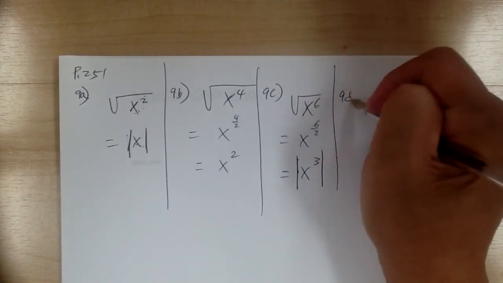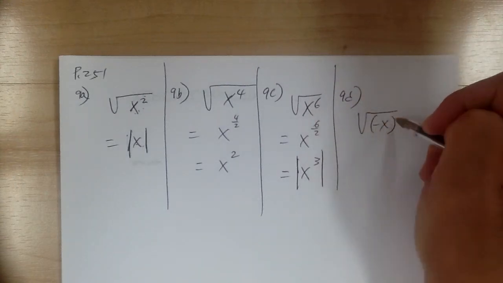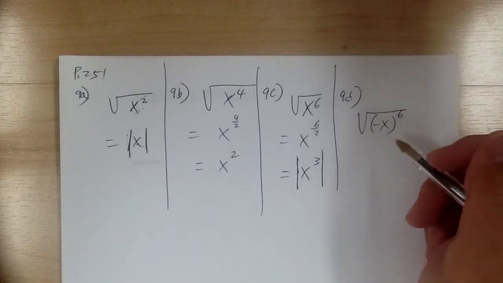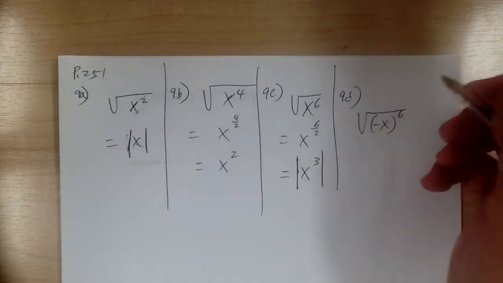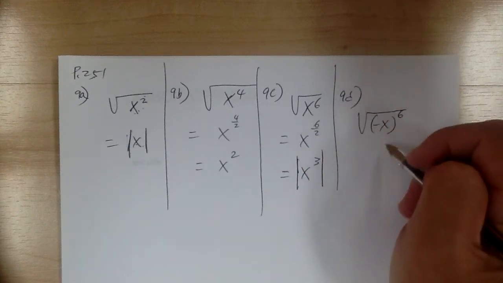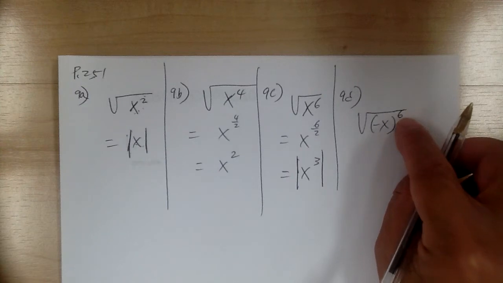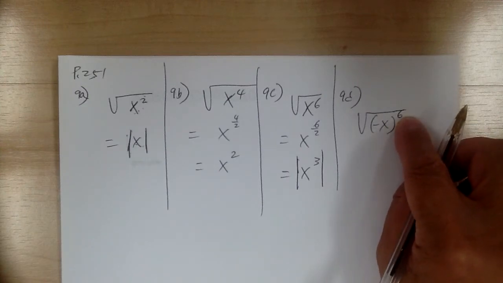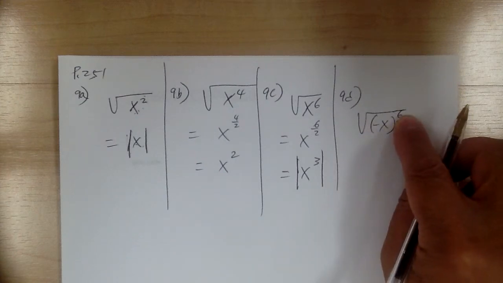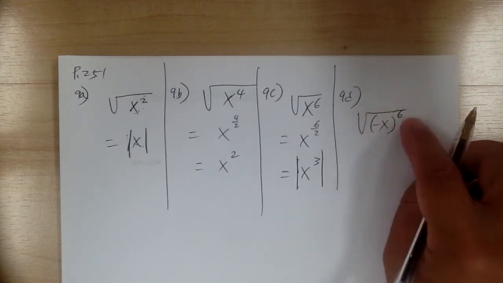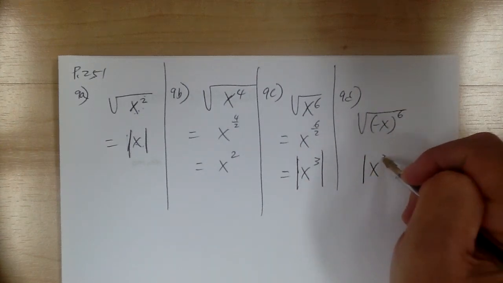Okay, let's go to 9d. You have the square root of negative x to the 6th power. Again, in this case it's going to be the same as this, and because it's the 6th power, it's even. So when you have a negative to the 6th power, it's always going to be positive. You take the square root, it's always going to be positive. And so again, you need to have absolute value.